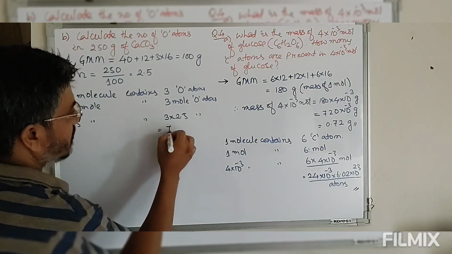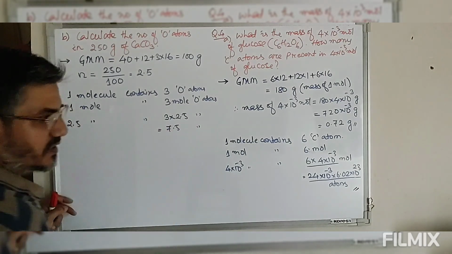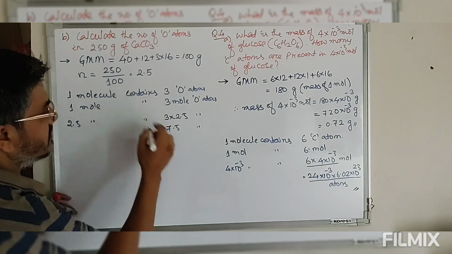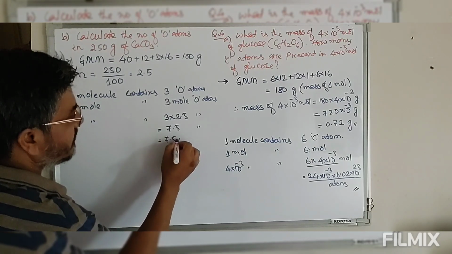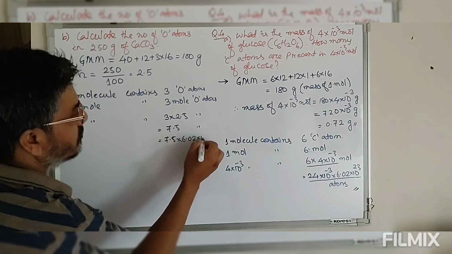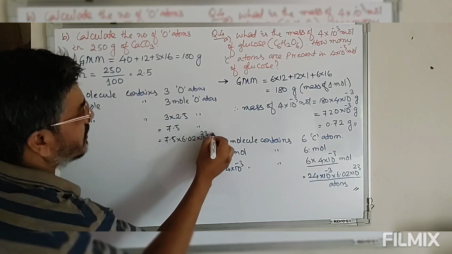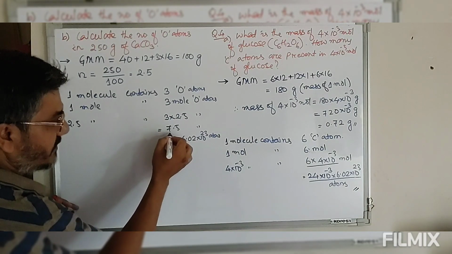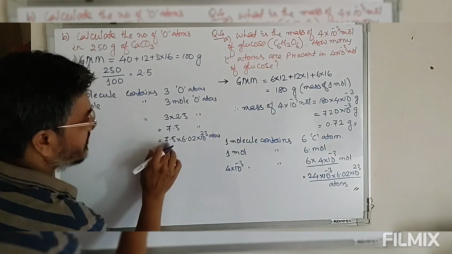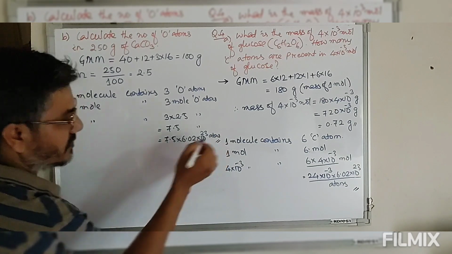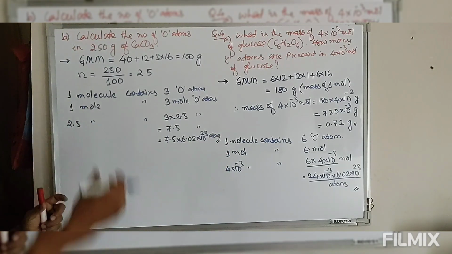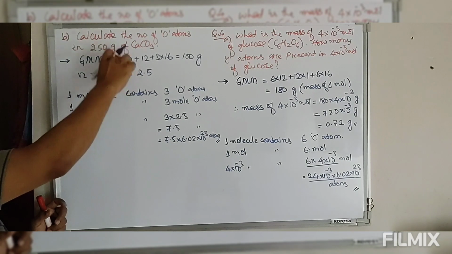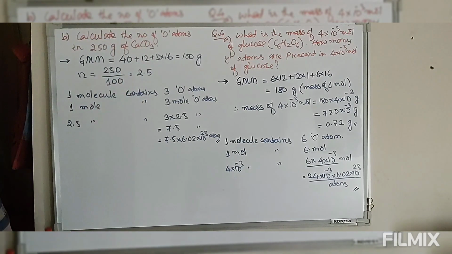So that is 7.5 mole of oxygen atoms, and it equals 7.5 into 6.02 into 10 to the power 23 atoms. So the total number of moles of oxygen atoms is 7.5 and the number of oxygen atoms is 7.5 multiplied by the Avogadro number. So first we are converting the mass into number of moles, then from this we are finding the total number of oxygen atoms present in the given sample.